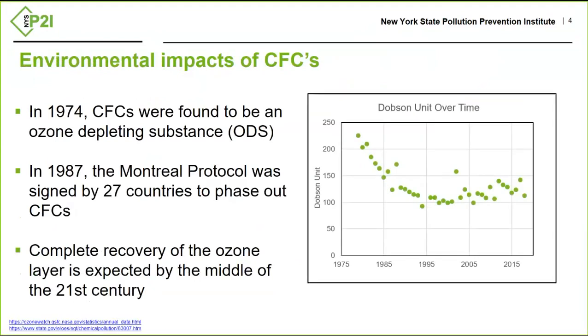What Marty and I did was go online and find some information on the ozone layer, which is measured in Dobson units. We took the information and graphed it. We can see way back in the mid-70s, the Dobson unit measurement was quite high. Then the lowest Dobson unit measurement was about 1994. While it's not back to where it was, there is a stop in where the Dobson units started to decrease. Again, full recovery is expected by the middle of the 21st century.